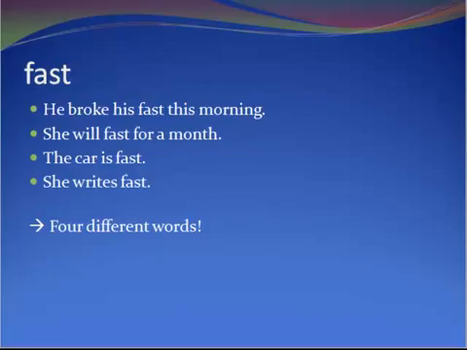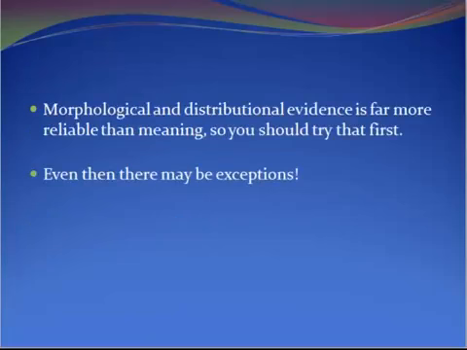The car is fast. It's following is here. You could say the fast car. That means it's an adjective. And she writes fast. What we've got there is an adverb. Don't worry if you don't understand why it is at the moment. We'll go through all of those in the module, but what we see is that fast is actually four different words, depending on where they occur in a sentence.